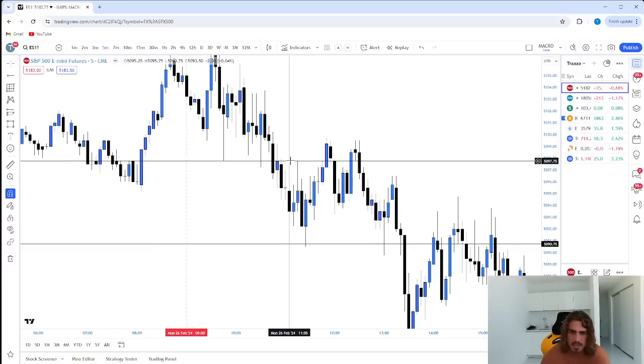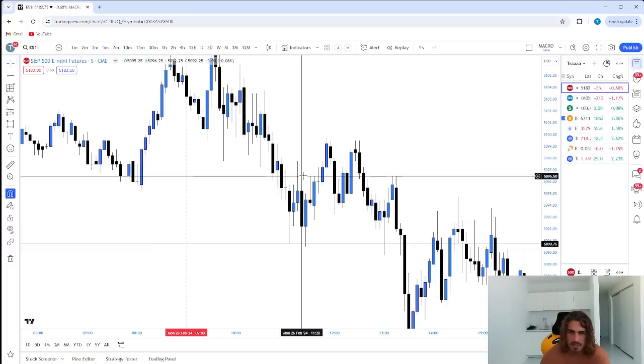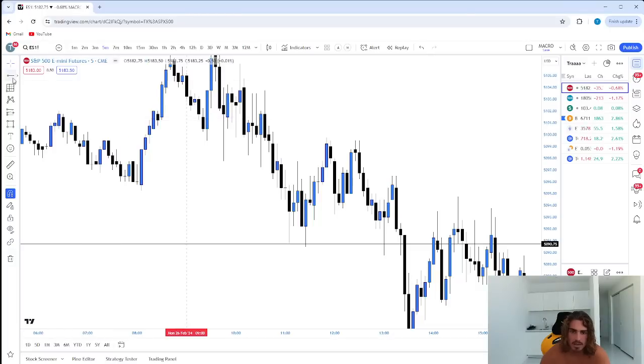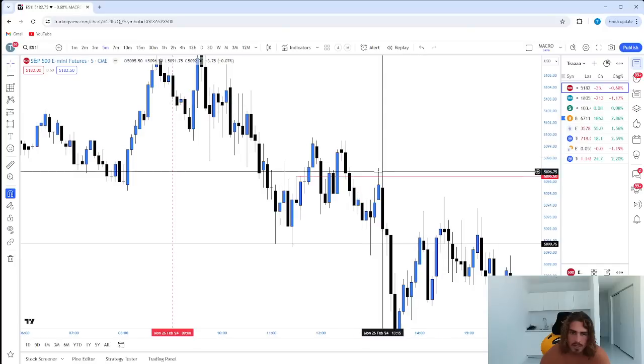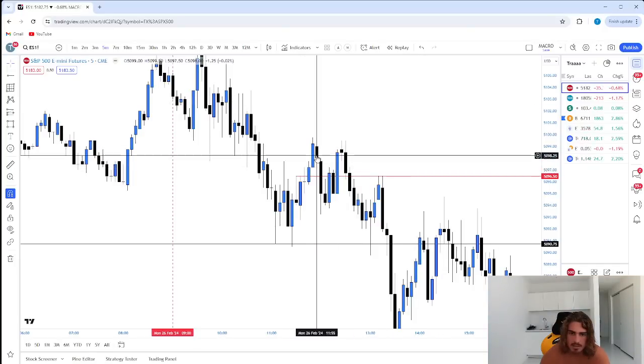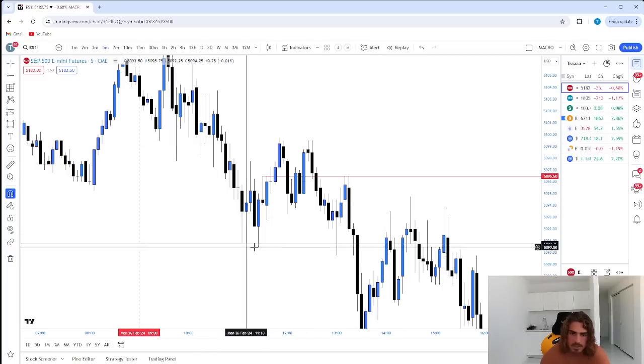Boom, we see highs right here. Nothing, highs right here. Finally, break of structure right here. Now what are we looking for? We see the break. We're looking for imbalances. Do we see any imbalances? No, no imbalances formed.